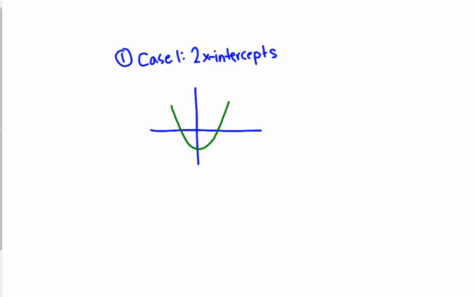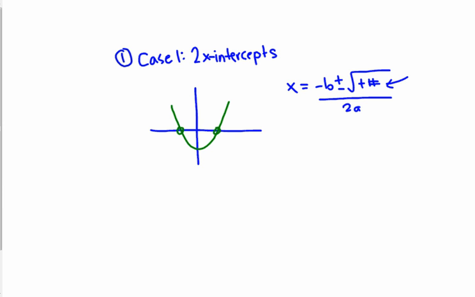This would be going on your study sheet. So case 1 is there's two x-intercepts, so it crosses the x-axis twice. And this will happen if we use our quadratic formula: we'll get x equals negative b plus or minus, and there's going to be a positive number inside, all over 2a. So there's a positive number, so then we can actually evaluate it, and there's going to be two answers.